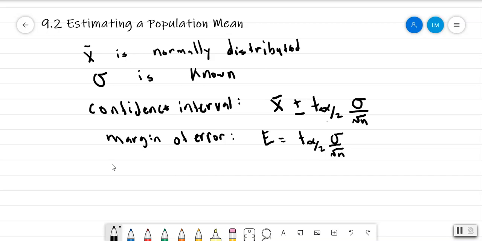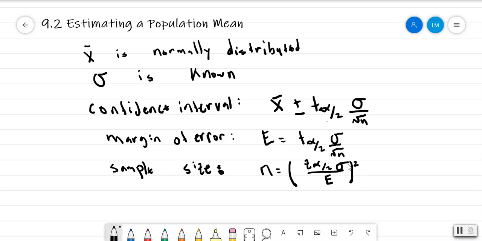But if you're trying to estimate the sample size, the problem with estimating the sample size is that in actuality the sample size is given by n equals, okay, so this is where it gets a little complicated, z sub alpha over 2 multiplied by the standard deviation, all divided by the margin of error, and we just square that.